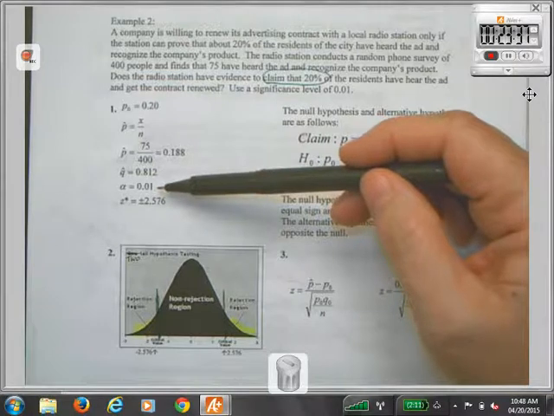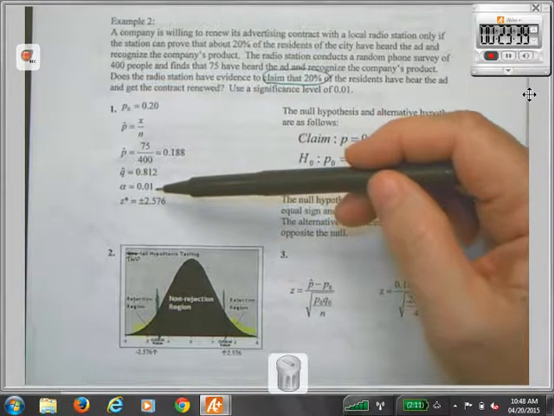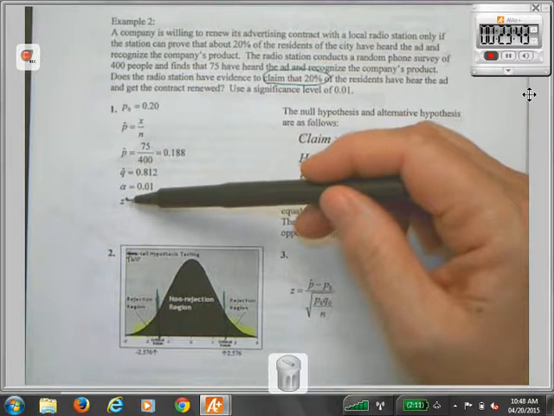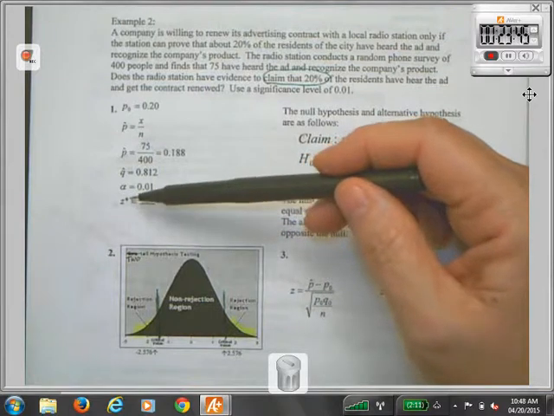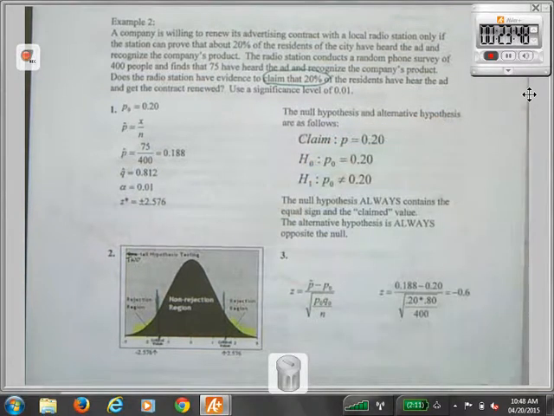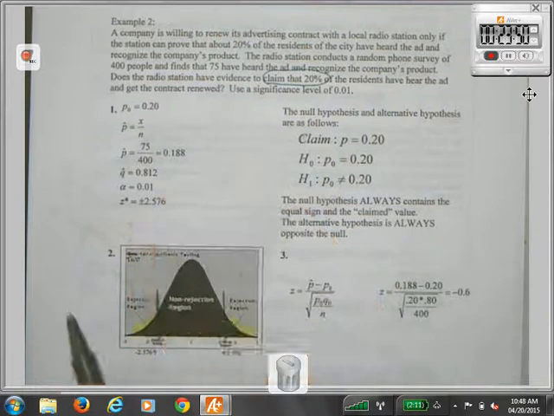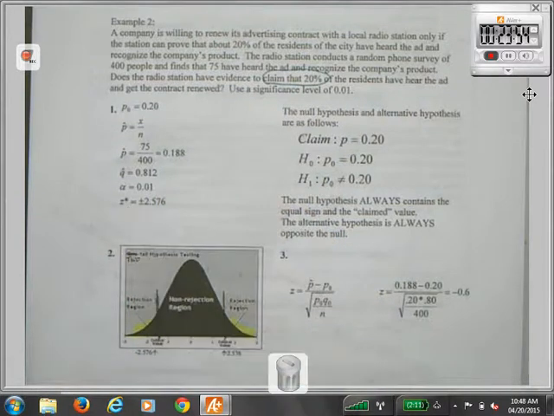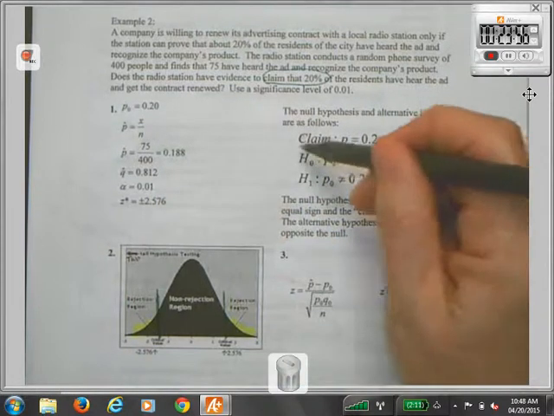At this point, you have a choice of figuring out what z is. This time I put a little star by it, indicating that it's a critical value. Again, different textbooks use different ways to indicate critical values. I've had one in the past that used that star.